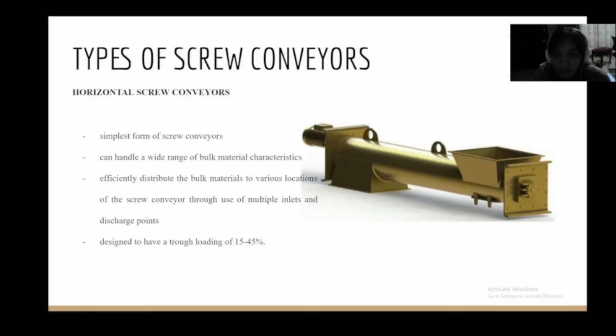Types of screw conveyors. Horizontal screw conveyors are the simplest form of screw conveyors. This configuration can handle a wide range of bulk material characteristics. They can efficiently distribute the bulk material to various locations of the screw conveyor through use of multiple inlets and discharge points. They are designed to have a trough loading of 15 to 45 degrees.